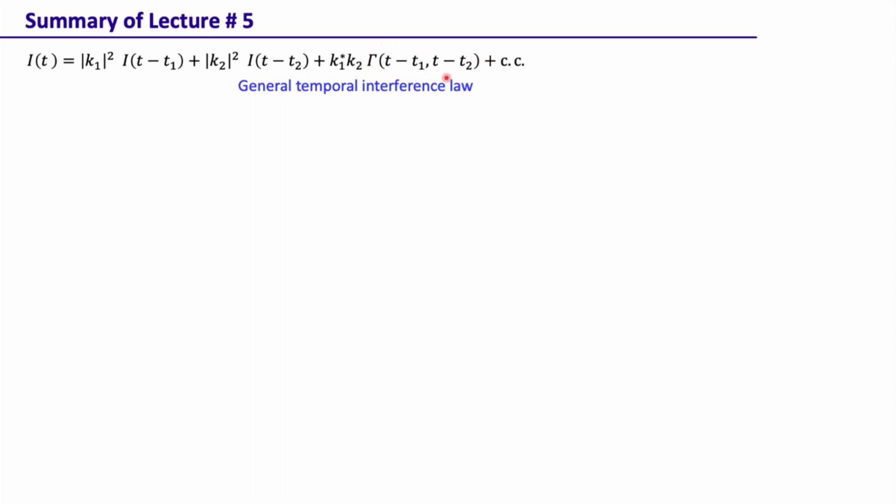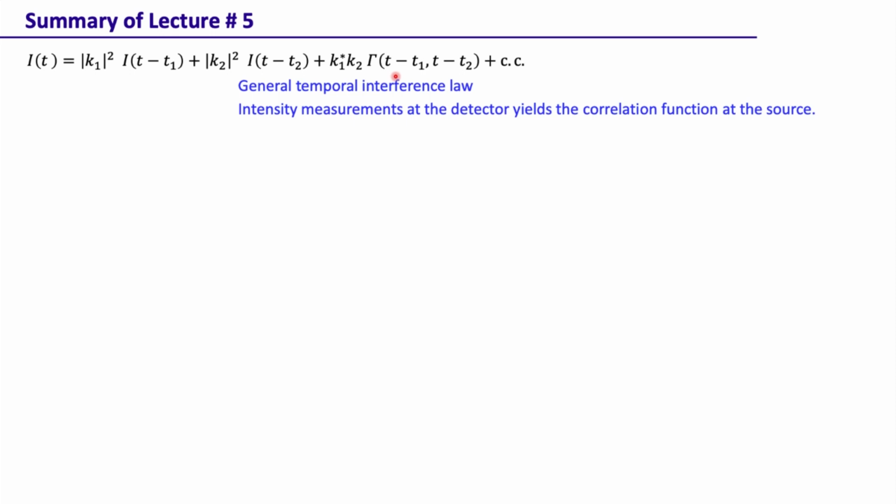This is the correlation between the fields at t minus t1 and t minus t2. We saw last time that the intensity at the output port of the interferometer contains the intensity coming through the first arm and the intensity coming through the second arm, which are the intensities at t minus t1 and t minus t2. And then there is this third term, and of course its complex conjugate, which is the correlation that contains how the field vibrations at t minus t1 and t minus t2 are correlated. So the main point here is that the intensity measurements at the detector yield the correlation information of the source.